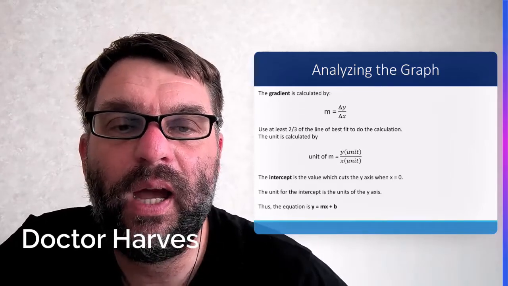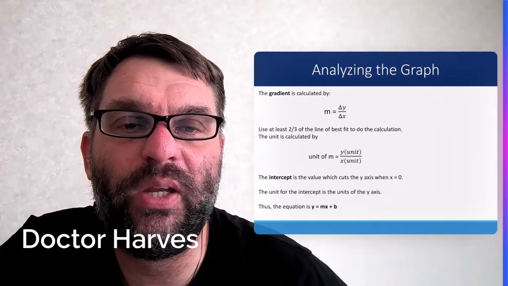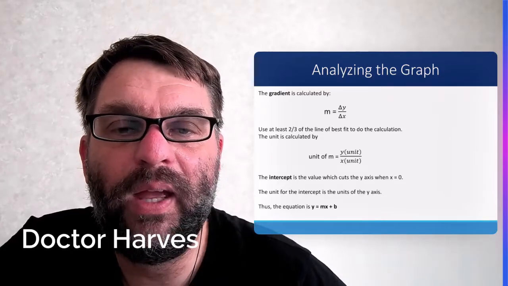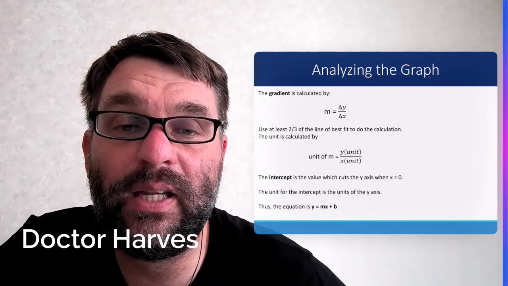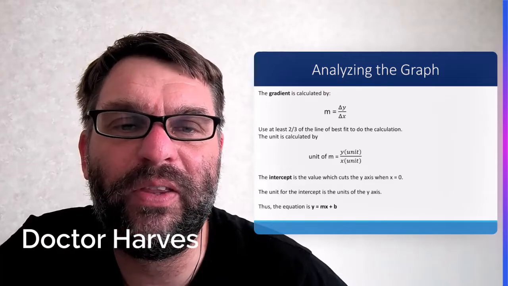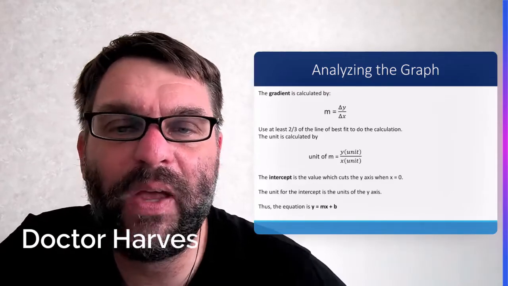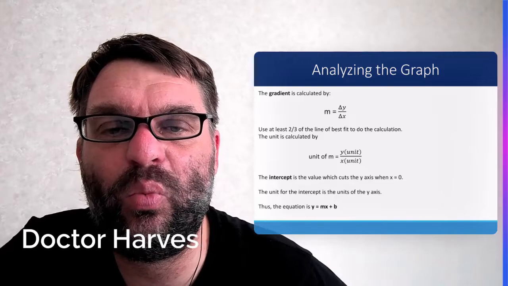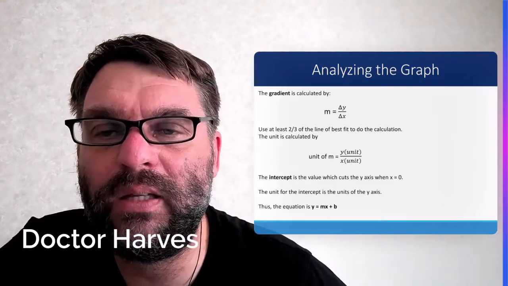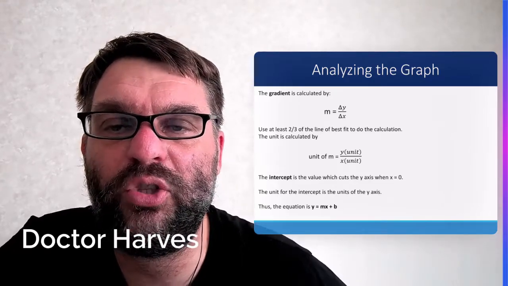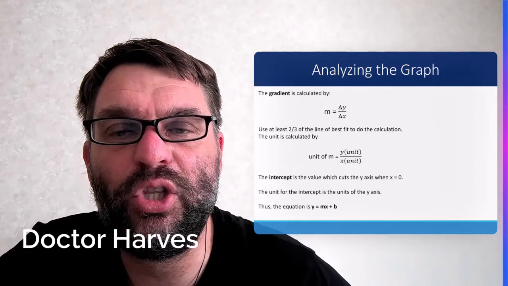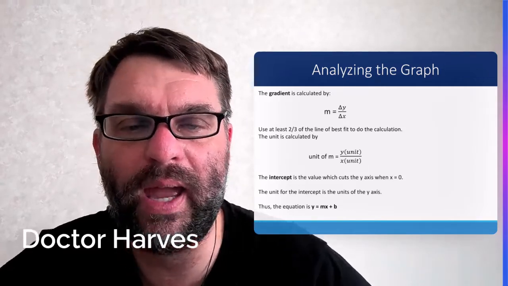And the intercept will be the value which cuts the y-axis when x equals 0, and the unit for the y-intercept will be the units of the y-axis, and thus the equation that you'll have to end up at the end will be y equals mx plus b, where m is the gradient and b is the intercept on the y-axis.